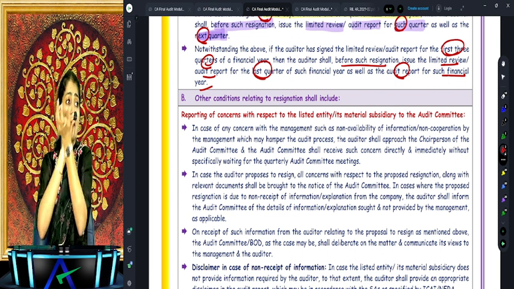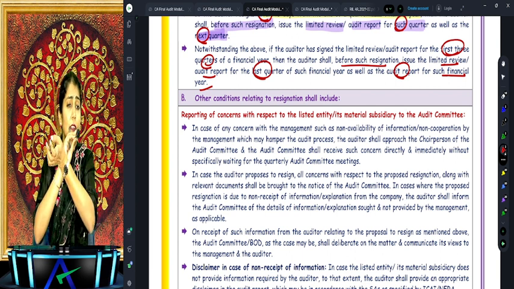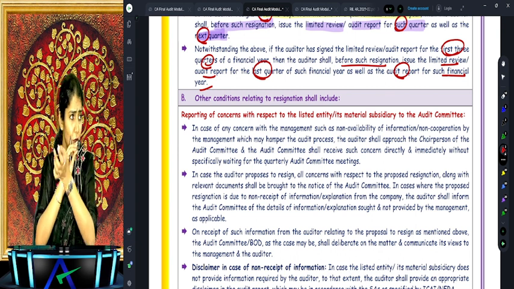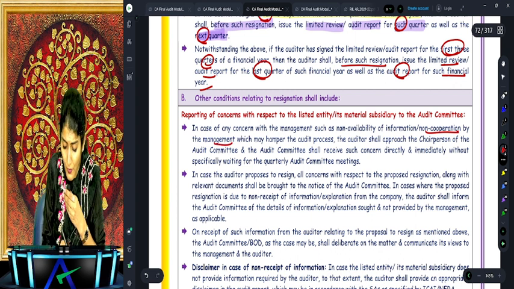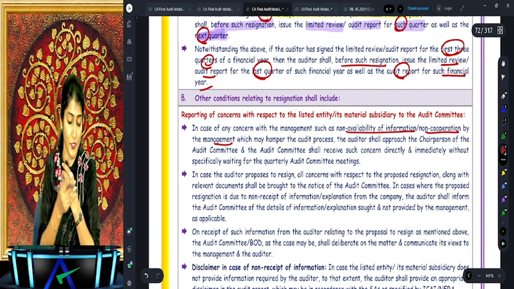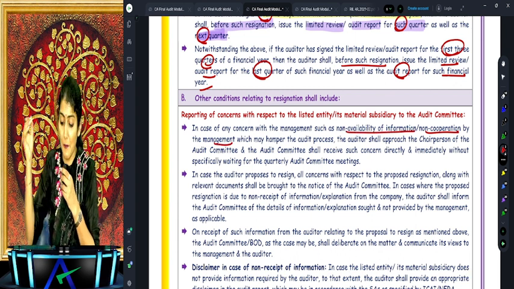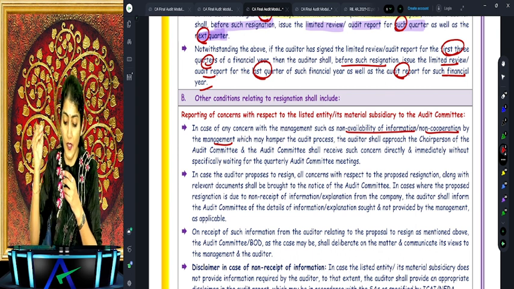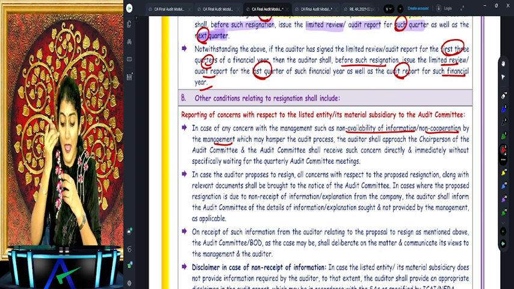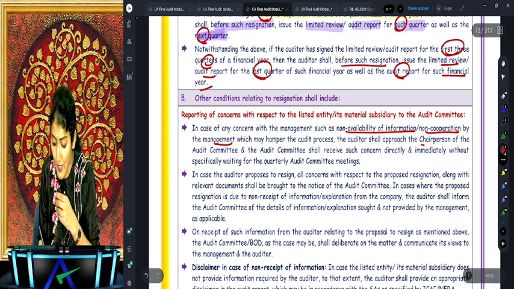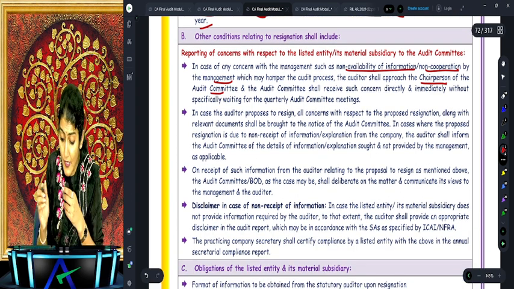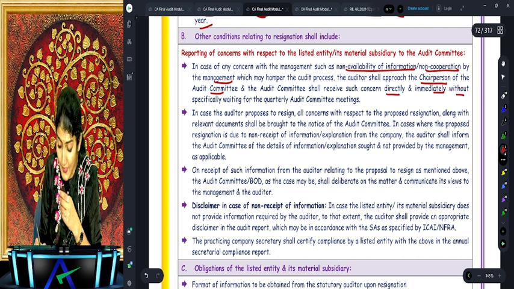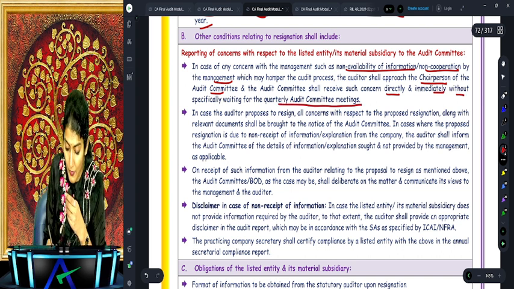Generally, one of the reasons for the auditor to resign, look at my hands, is the limitation on scope, the restriction on the scope of the audit. That is due to the non-cooperation by the management or the non-availability of the information, which may hamper the audit process. The auditor may approach the chairperson of the audit committee and the audit committee will receive such concern directly, immediately, without waiting for the quarterly audit committee meeting.